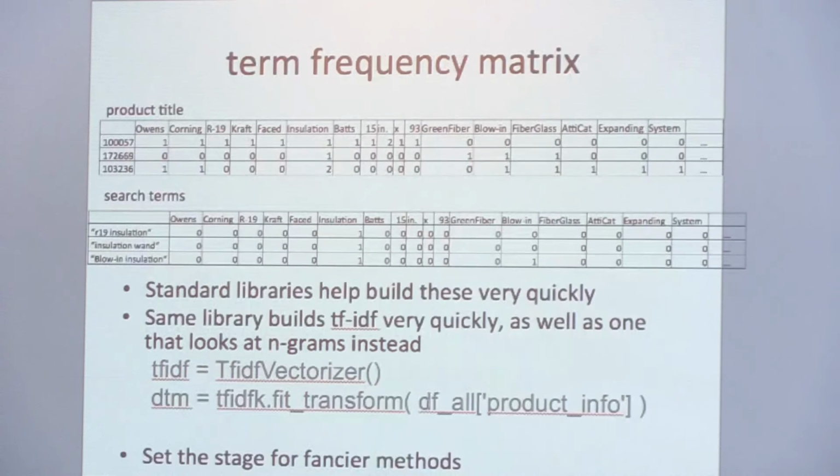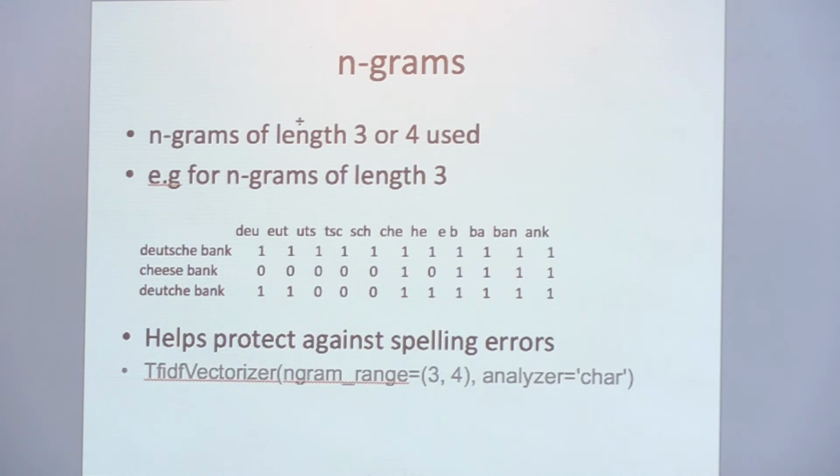N-grams are a really important part. Here I split the product title into words. Another way to do it is instead of splitting by word, space, or punctuation, you can do what's called n-grams. That's just the characters. So we use characters of length 3 or 4. An n-gram of length 3 is 3 characters in a row. For example here, Deutsche Bank would be split into the n-grams DEU, EUT, UTS all the way across.